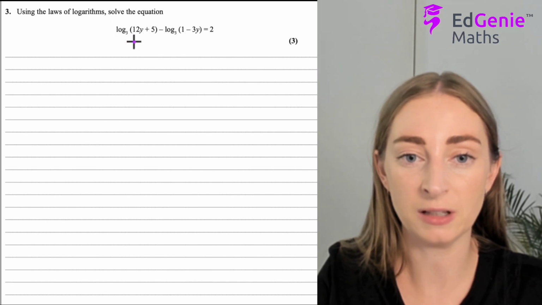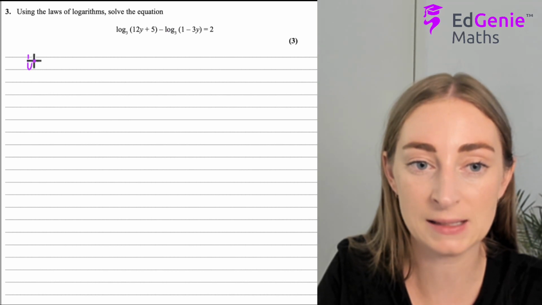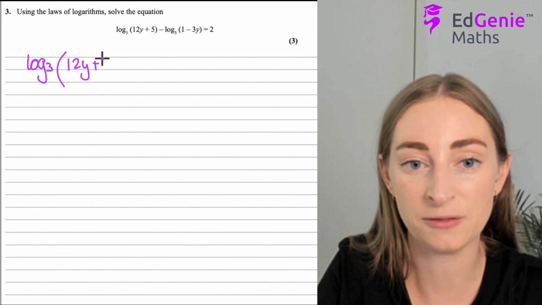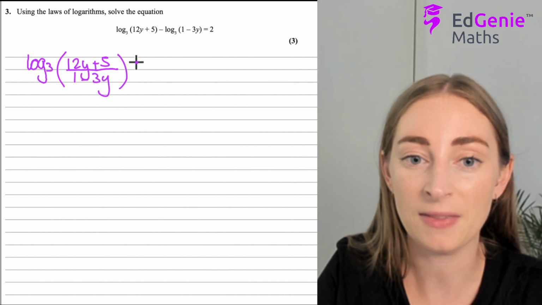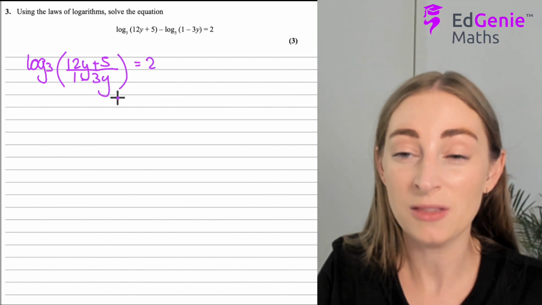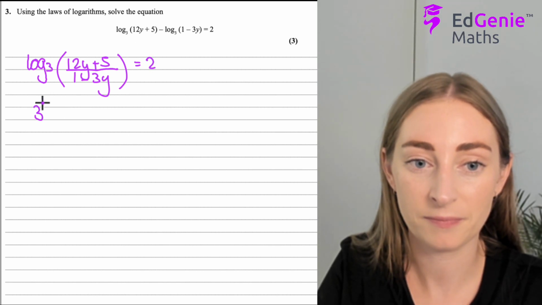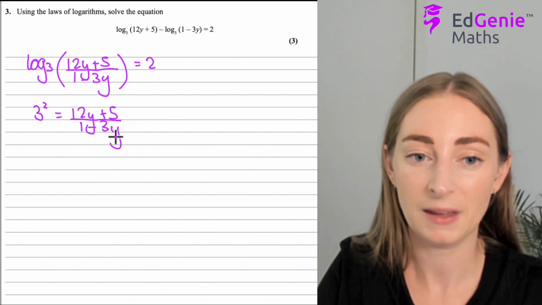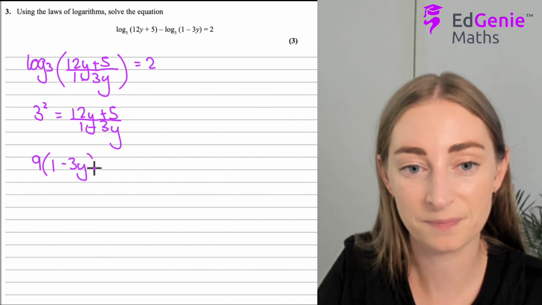So we've got log to base 3, and then we've got another log to base 3. Because we're taking it away, and they've got the same base, we can put them together as one log, and it will be 12y plus 5 divided by 1 minus 3y. And that equals 2. So we then know that 3 to the power of 2 equals this. This is 9, and we can times it by 1 minus 3y.